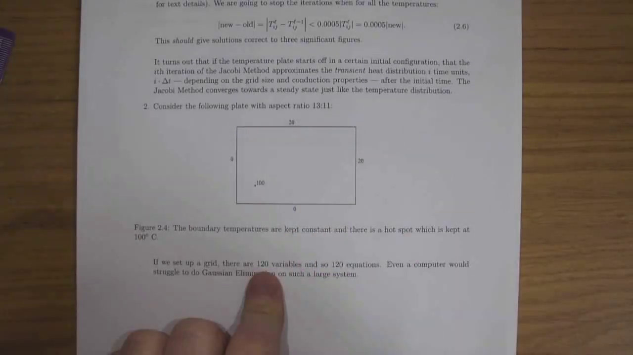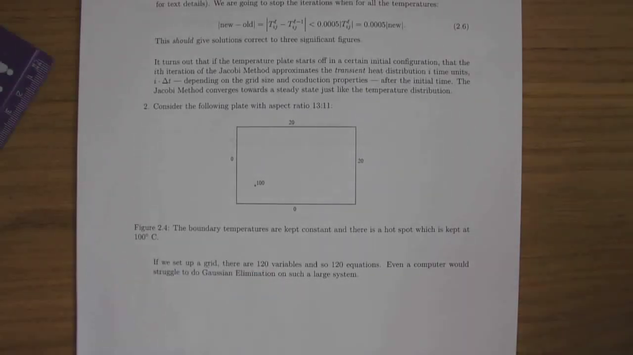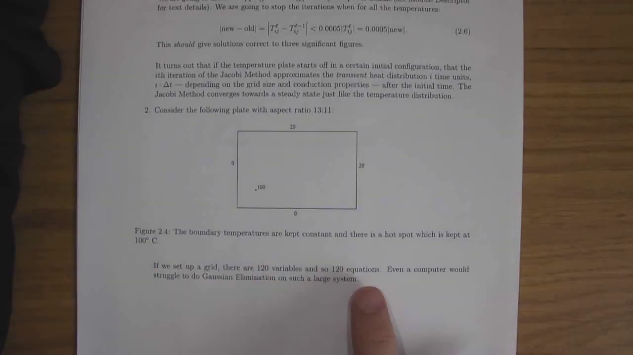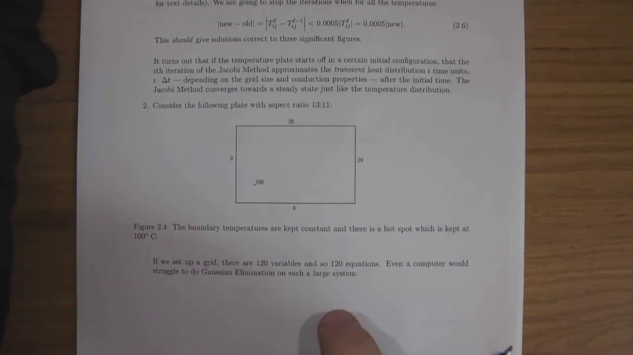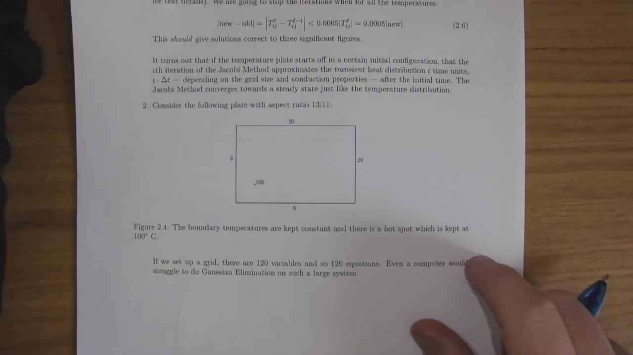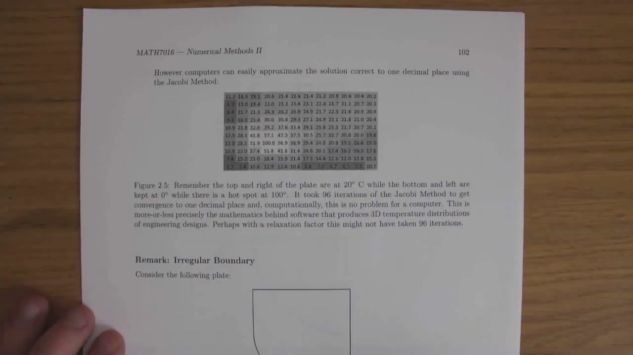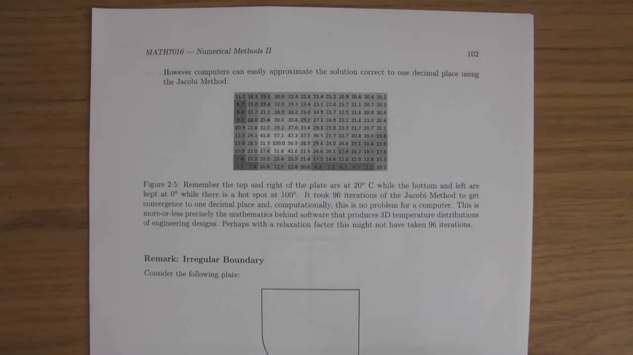Luckily, if this is Laplace's difference equation, you can approximate them quite easily using Jacobi or Gauss-Seidel. To get the exact solutions using Gaussian elimination, 120 variables, 120 equations. Imagine like 120 rows of Gaussian elimination. Forget about it. It turns out that this is what we get. Computers can easily approximate the solution correct to 1 decimal place.